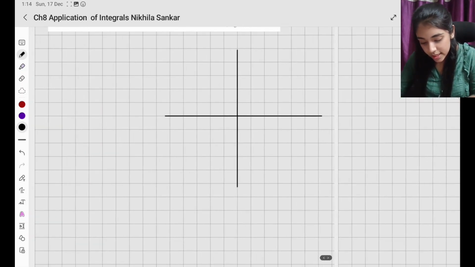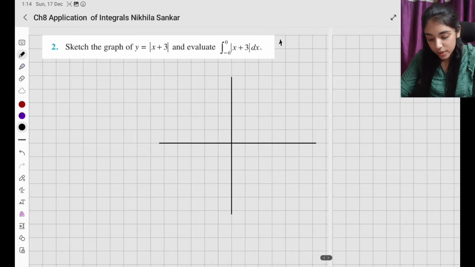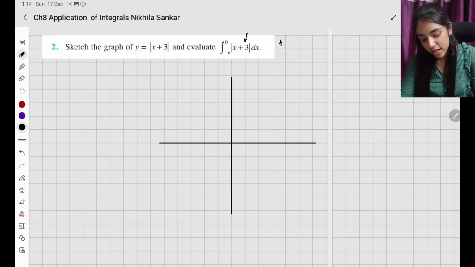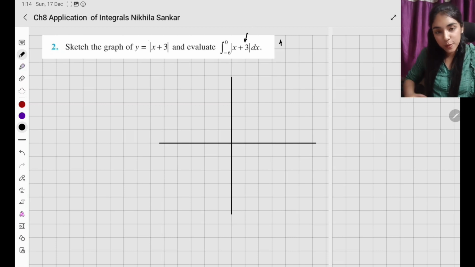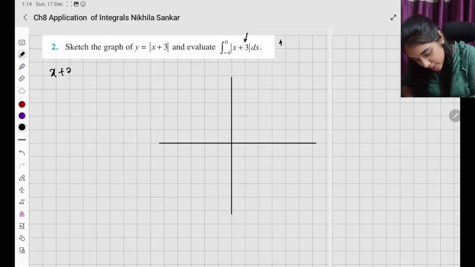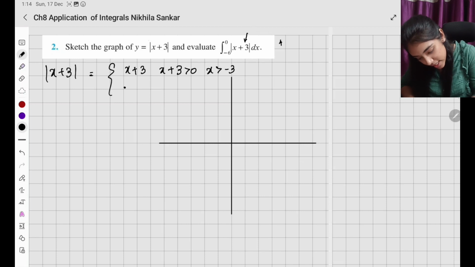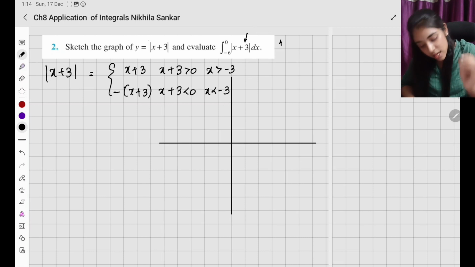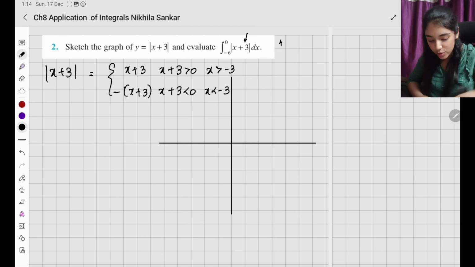Now, sketch the graph of y equals mod of x plus 3. இப்போ mod of x plus 3 na நம்மளோட solution எப்படி இருக்க போகுது and evaluate this. So they are asking for this. So இப்போ mod of x plus 3 function எப்படி இருக்க போகுது? So x plus 3 is going to be positive x plus 3 if x plus 3 is greater than 0, which means x is greater than minus 3, and minus of x plus 3, negative function, when x plus 3 is less than 0, which means x is less than minus 3. So these are the two different values it is going to take.